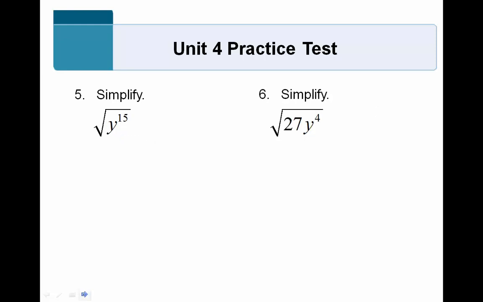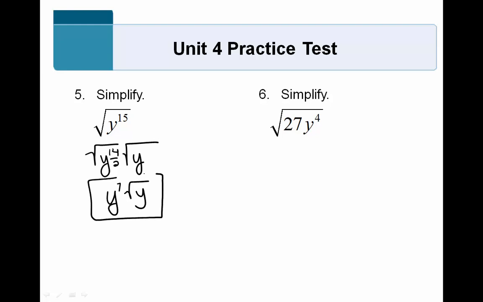Now notice radical y to the 15th. Y to the 15th isn't a perfect square, so when we have an odd exponent like that, we can't divide it by 2. We need to use the multiplication property of radicals. We'll take 1 away from the 15th and rewrite this as radical y to the 14th times radical y to the 1st. Then I'll take the square root of y to the 14th, which is y to the 7th, and that leftover radical y will just remain under the radical. So I get y to the 7th times the square root of y.